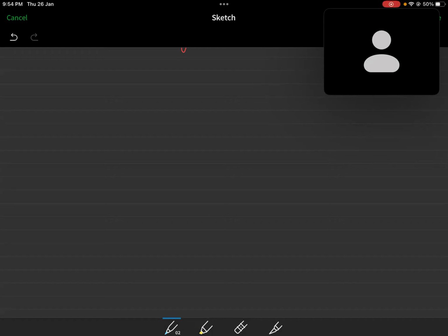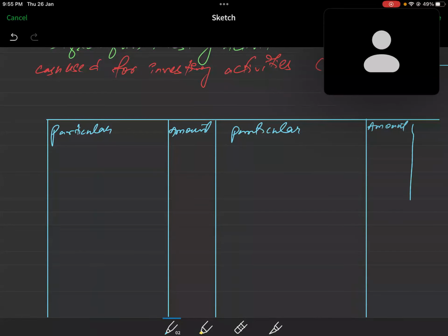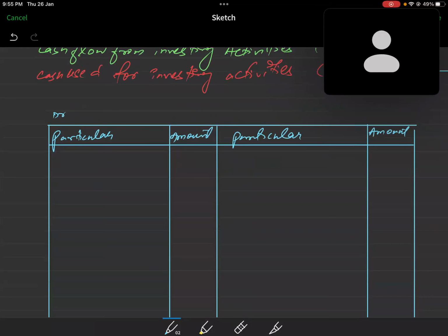You will get to know why there is a need to prepare the account when we do the question. But let me just tell you, if you need to prepare the account, how do we prepare it? Let me give you an idea about that as well. I'm sure you already know how to prepare the account, but anyway, as you already know, we have two sides of the account: particulars, amount, then particulars. This is how we prepare the account usually. And if we need to prepare the account in respect of building or plant and machinery, how do we prepare it?